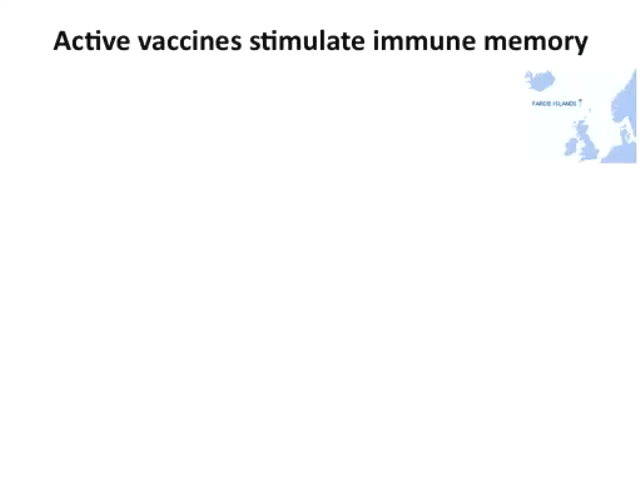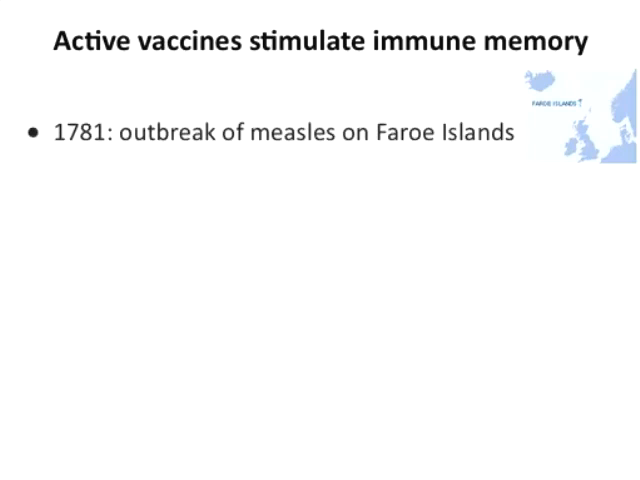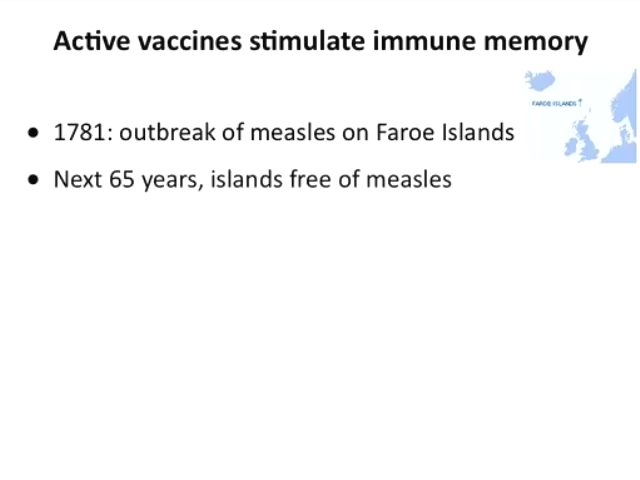So what is immune memory? It is simply remembering the pathogen. And a great natural experiment in immune memory took place on the Faroe Islands, just north of the British Isles. In the 1700s, it was quite isolated and didn't see much traffic from the mainland. There was an outbreak of measles in 1781. This was actually studied by an epidemiologist. And for the next 65 years, there was no measles on the island.